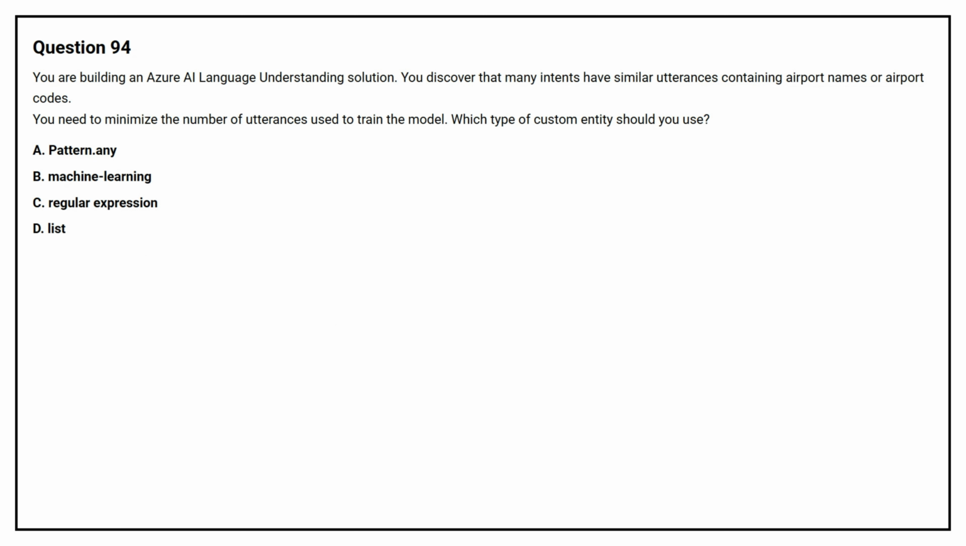Question number 94. You are building an Azure AI language understanding solution. You discover that many intents have similar utterances containing airport names or airport codes. You need to minimize the number of utterances used to train the model. Which type of custom entity should you use?